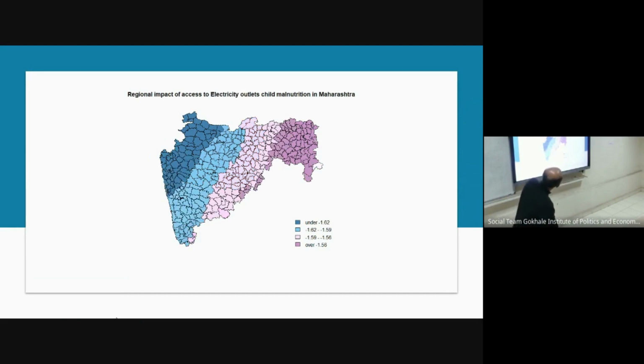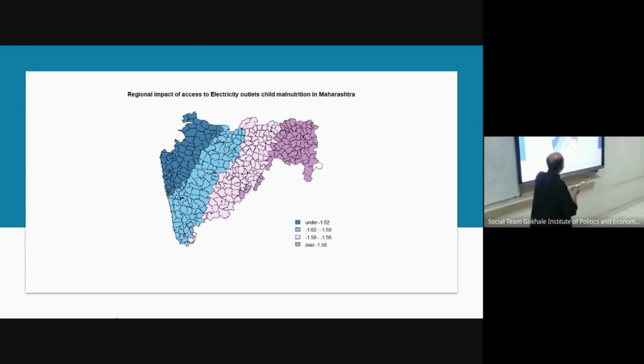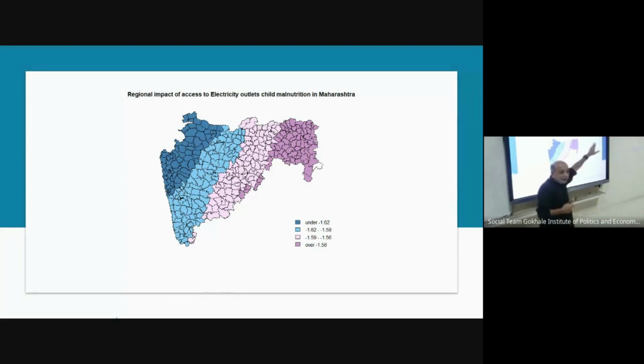What does electricity do? Access to electricity also has a significant negative impact on childhood malnutrition, and that impact seems to be reasonably similar across the state. Going from minus 1.62 to about minus 1.56, that's the kind of regional variation. If I really want to be finicky, this part is where the impact is the strongest. Again, you are seeing the tribal parts of Maharashtra in the Eastern Reservoir. All the policy variables have a relatively weak impact there.